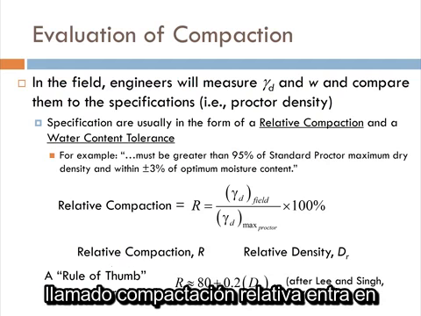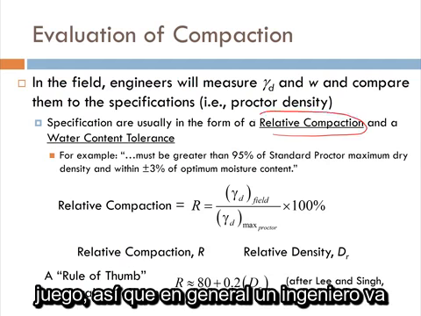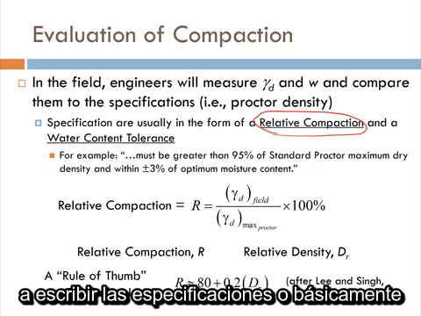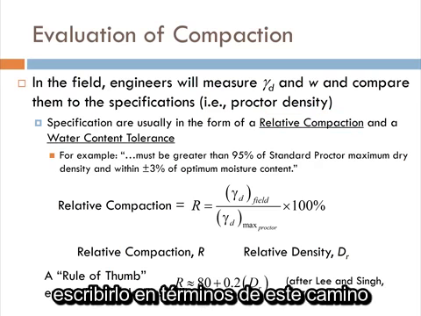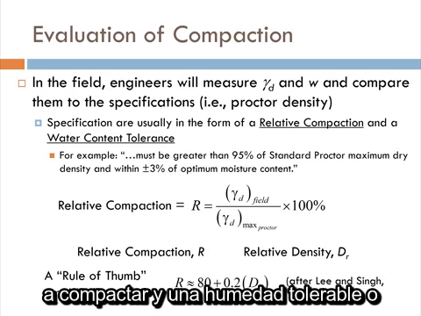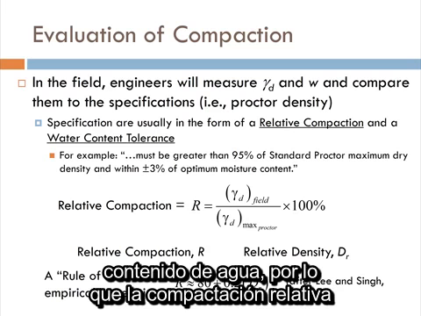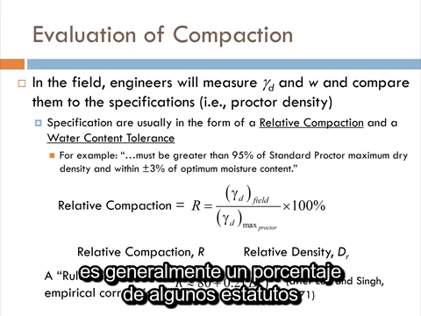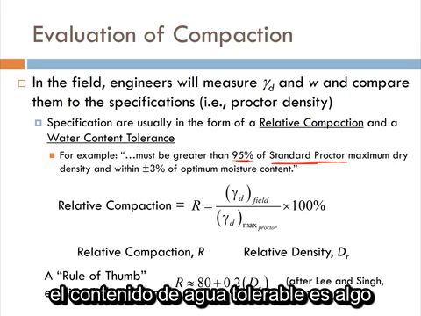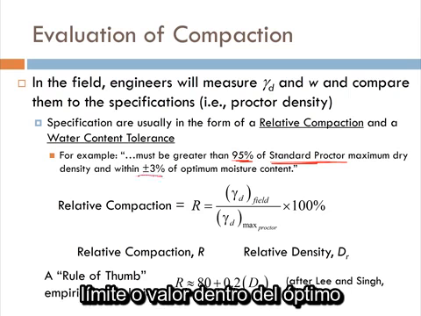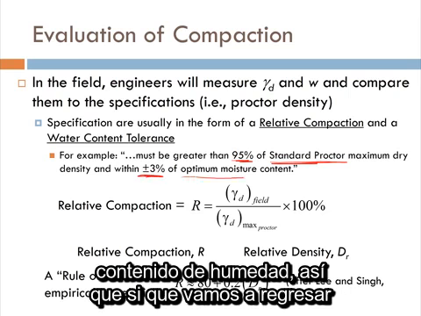Well, this is where a term called relative compaction comes into play. In general, an engineer is going to write specifications, or basically the rules of the game that the contractor needs to follow. And they're going to write it in terms of this relative compaction and a tolerable moisture or water content. The relative compaction is generally a percentage of some stated Proctor test dry density. And the tolerable water content is some limit or bound within the optimum moisture content.